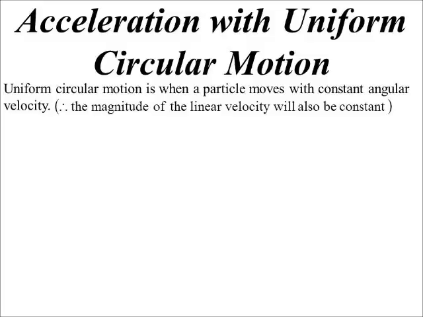So you might be thinking, well, surely the acceleration is zero. But it's not. Because the difference now is that linear velocity is changing direction. So there is a change in the motion. It's not in the magnitude of the velocity, but there is a change in direction which will create an acceleration. So here's our circle.